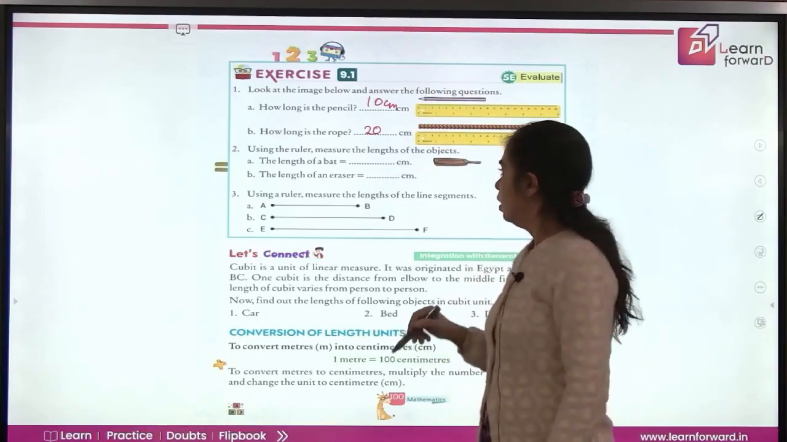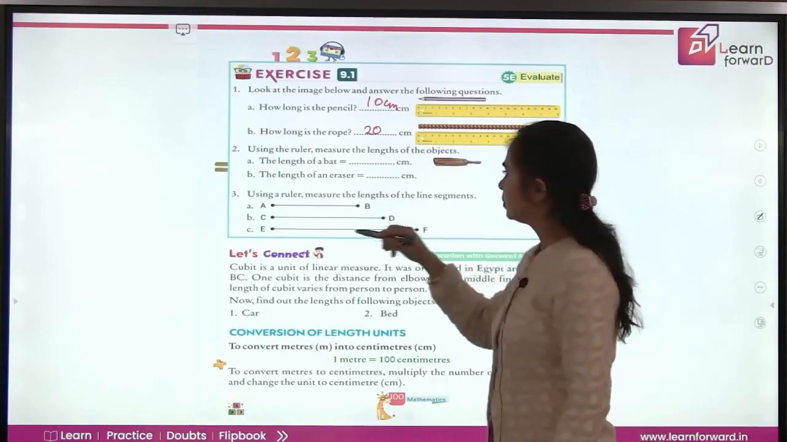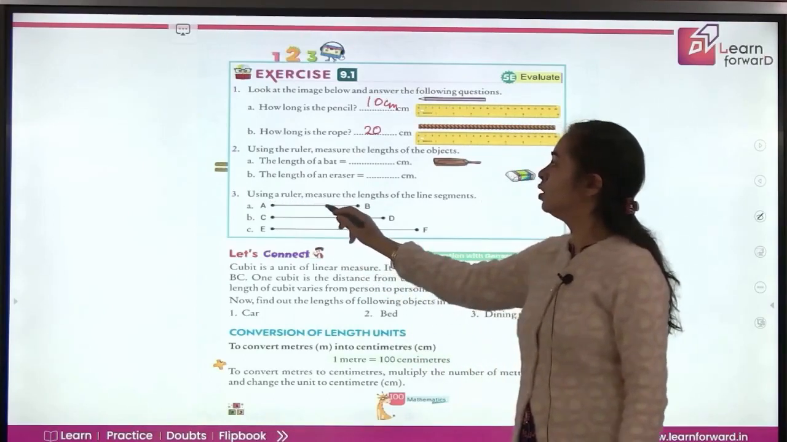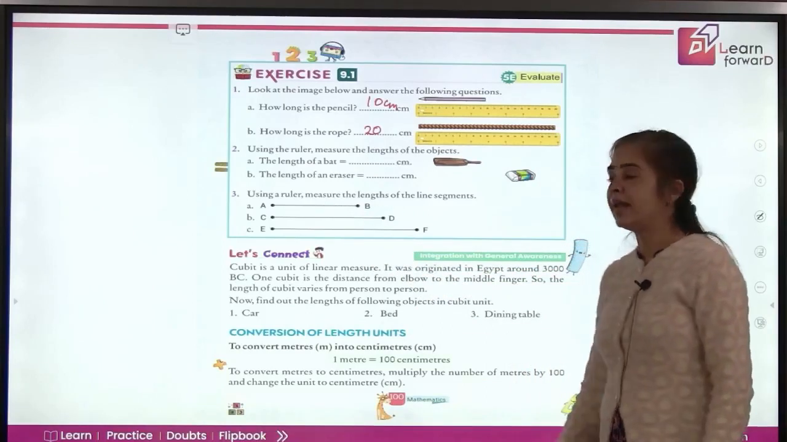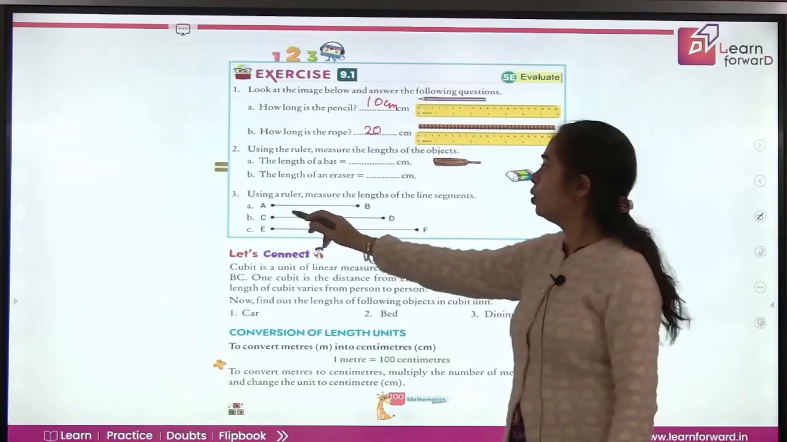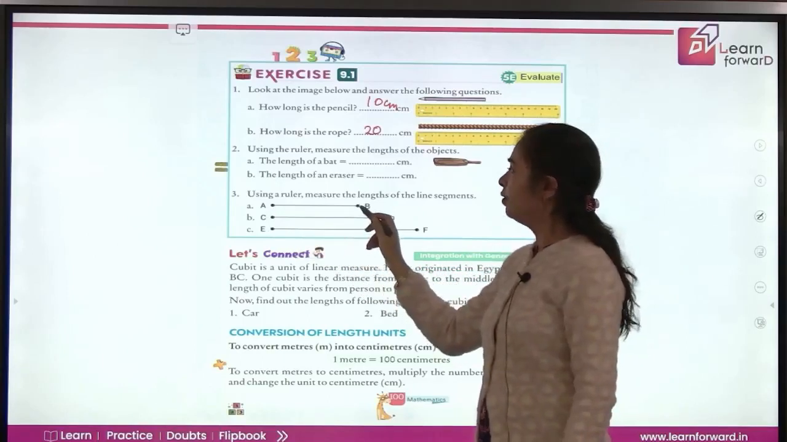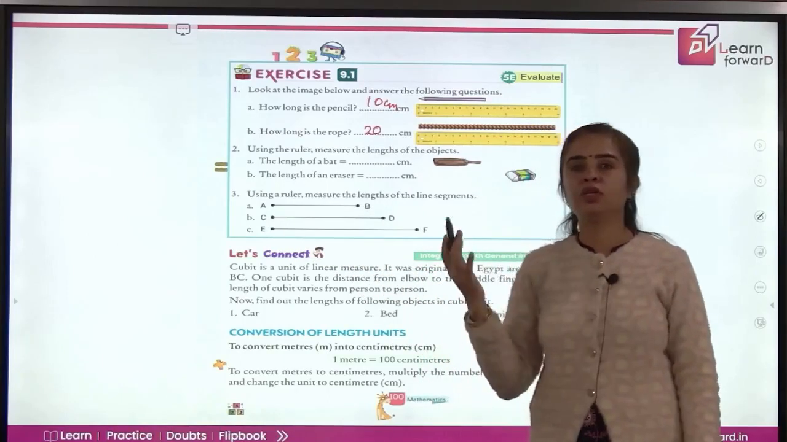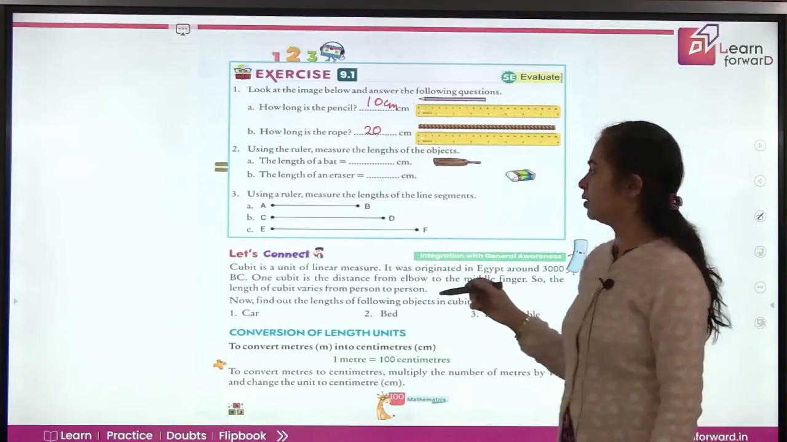Similarly, here using a ruler, you have to measure the length of these line segments. Put 0 at one point and read the marking at the other point. You get your measurement of length.